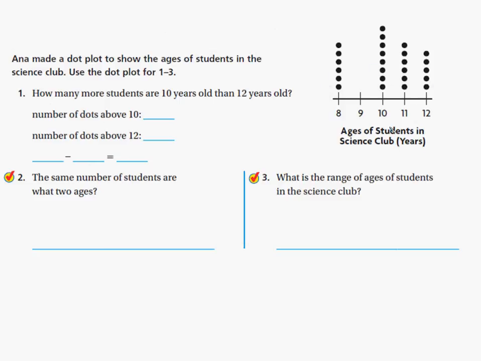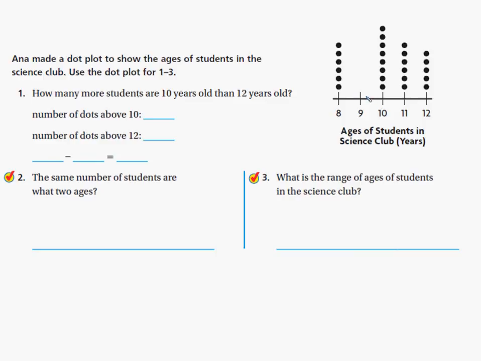So we're going to analyze one more dot plot. This is the ages of students in science club. So this many people are 8 years old. There's no 9-year-olds. This many people are 10 years old. This many people are 11 years old. This many people are 12 years old. So how many more students are 10 years old than 12 years old?